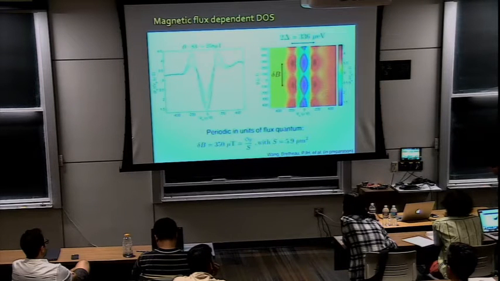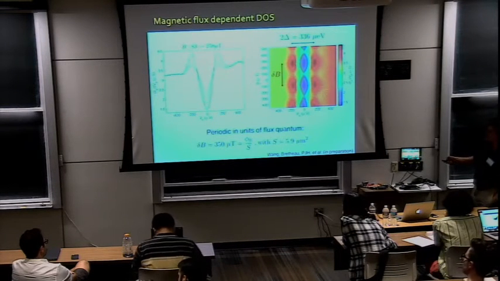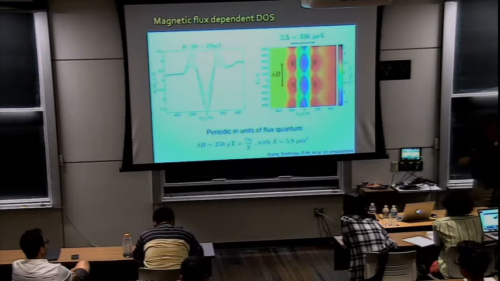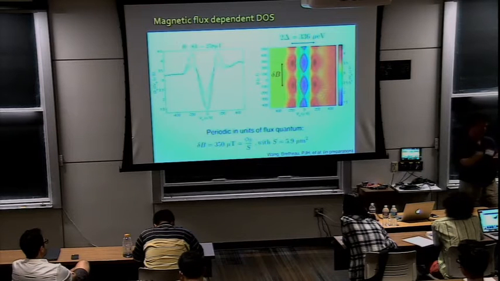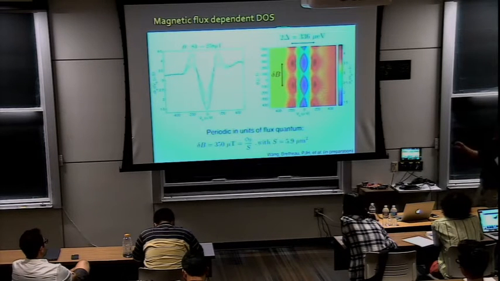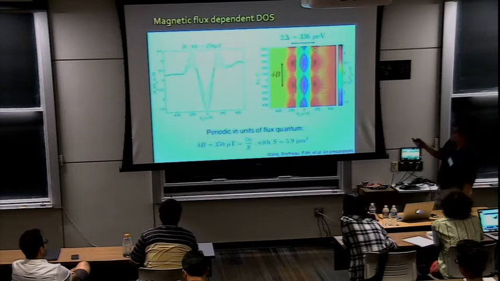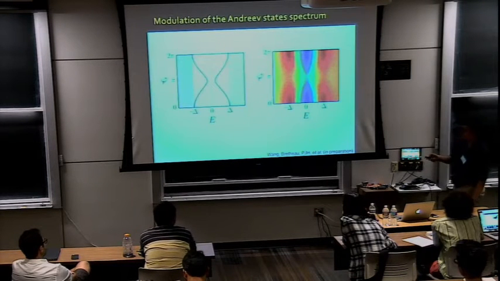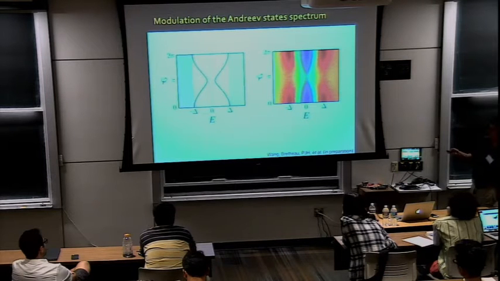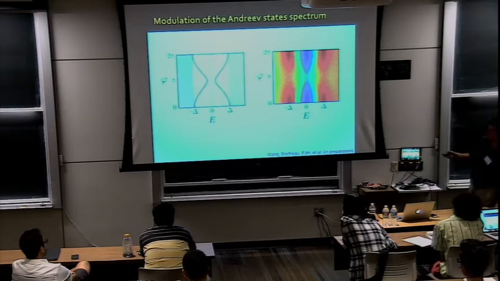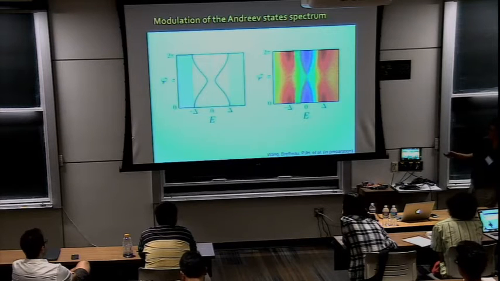The period of this modulation corresponds to about 350 microtesla in magnetic field, which gives us an area of about 6 square microns, which is indeed the area of our SQUID loop. Which means every time I put 1 flux quantum through a SQUID loop, you go back to where you were. So this is this periodic modulation. What you're seeing here is very much the same thing that I showed before, in this energy axis and this flux: the modulation of the Andreev bound states in your system.